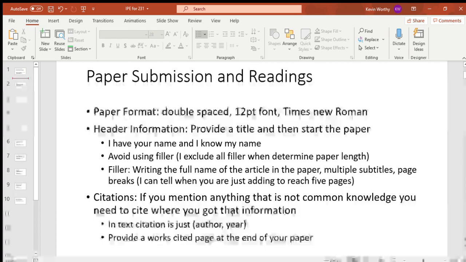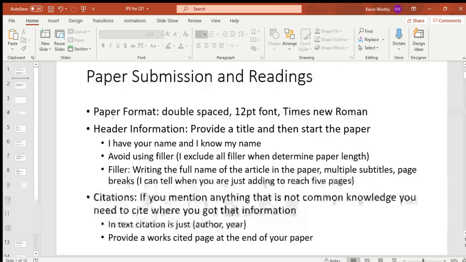Use in-text citation. So you're just going to say, here's an argument that I am discussing right now, whatever that argument may be. And then at the end, you're going to use an in-text citation. The in-text citation is just at the end of the sentence: parentheses, author, comma, year, close parentheses, period, right? That's the in-text citation. And then you need a works cited.